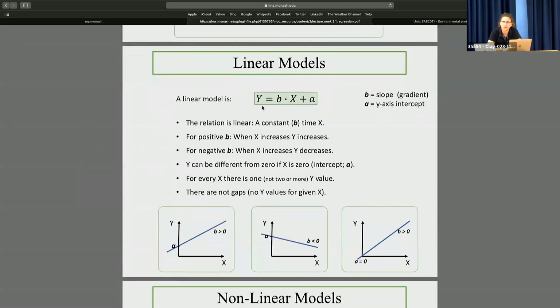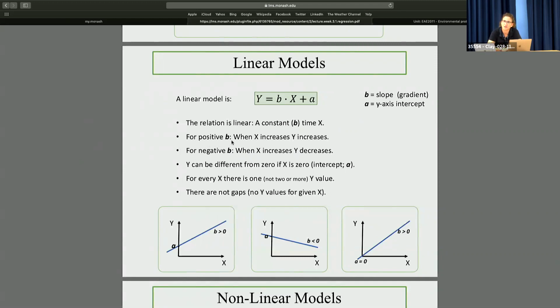Now, what I know about y and x here is that the relation is linear, because b, the slope, is constant over x's. If I put little triangles up here, all these x's have exactly the same slope. So the relationship is linear. It's not changing in its slope.